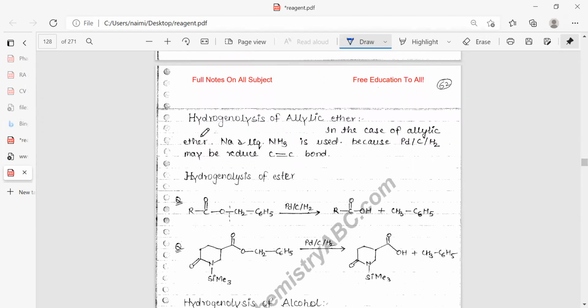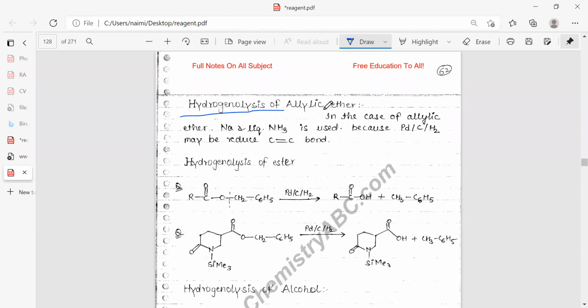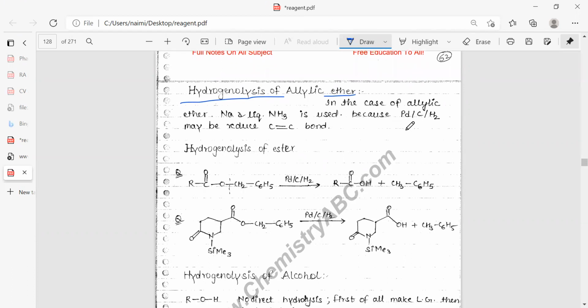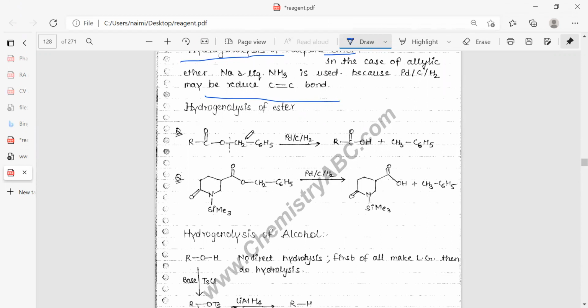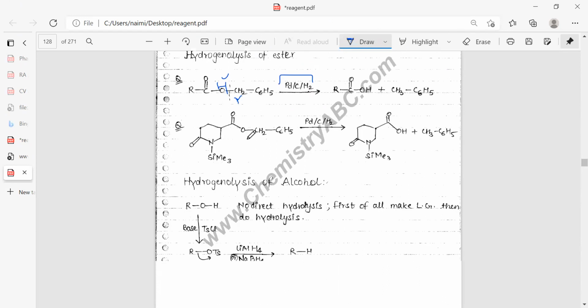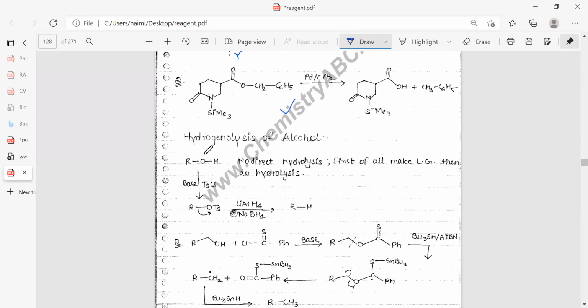Next one, hydrogenolysis of allylic ether. In the case of allylic ether, sodium and liquid ammonia is used, because palladium carbon hydrogen may reduce the carbon-carbon double bond. So you can see here, if you add palladium carbon hydrogen, hydrogen will be attached here, forming the acid, and this forming the toluene. A similar process takes place in this reaction.